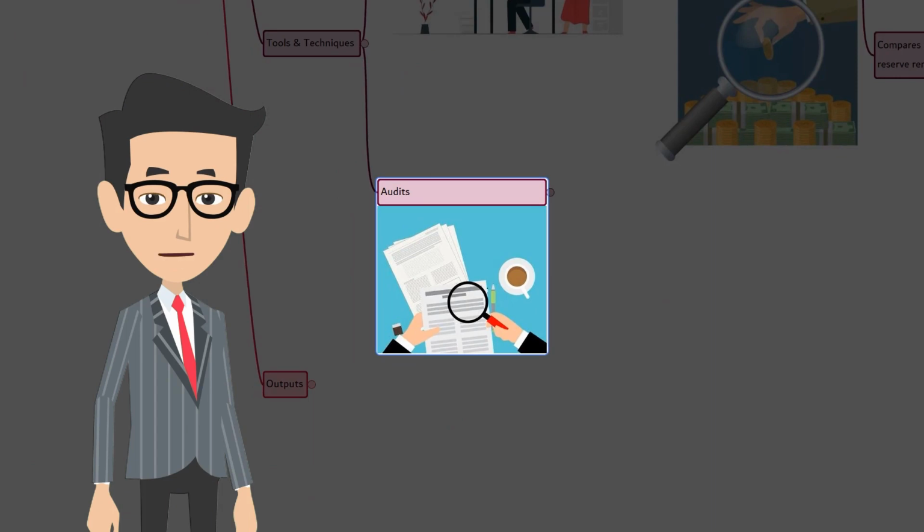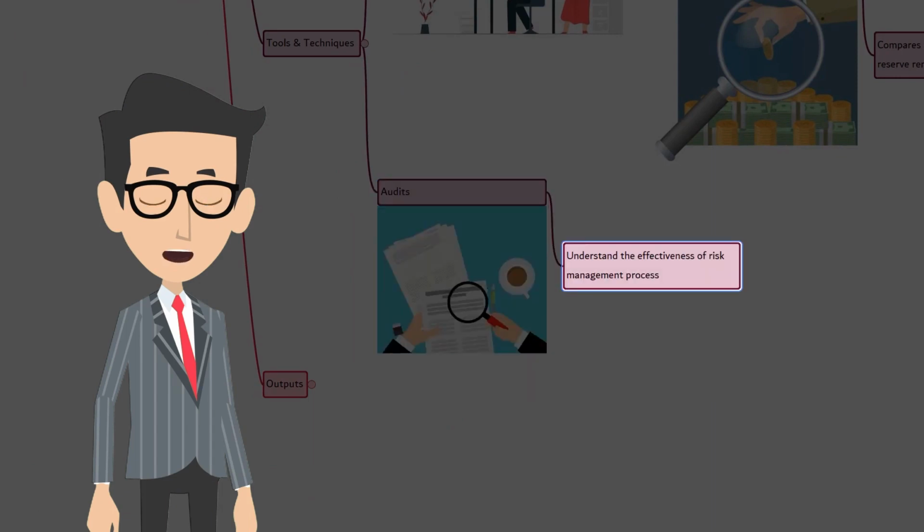Second tool is audit. Risk audits are done to understand the effectiveness of a risk management process. The project manager takes the initiative to carry out the risk audit. Risk audit includes regular project review meetings and risk review meetings. Before the audit, the objectives and the format of the audit should be clearly defined.